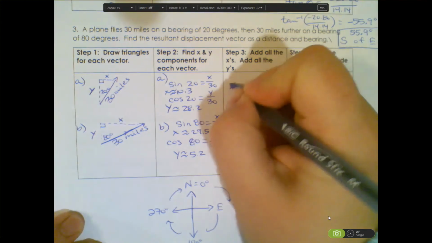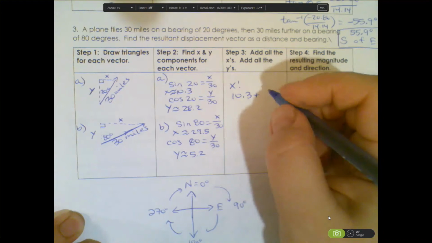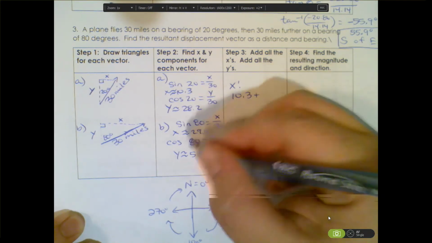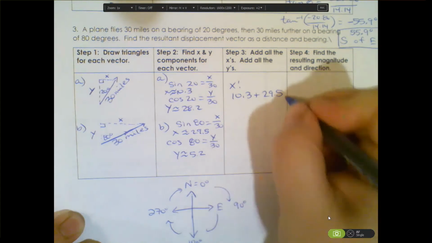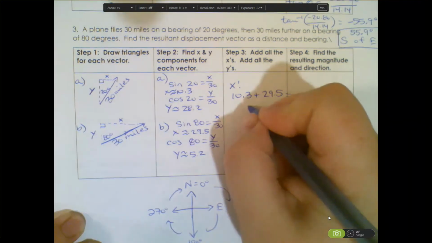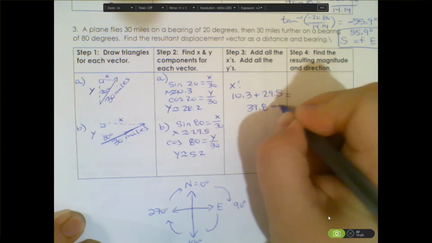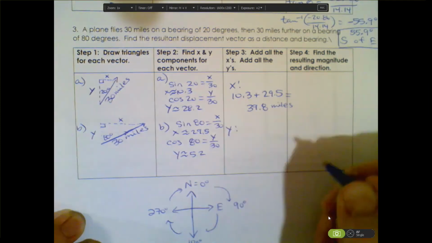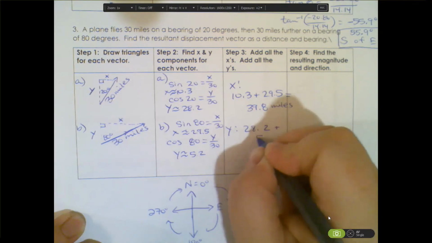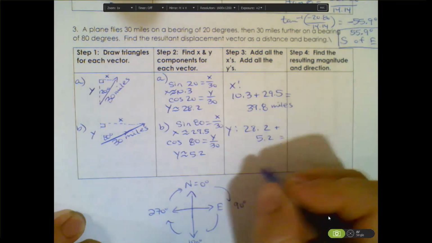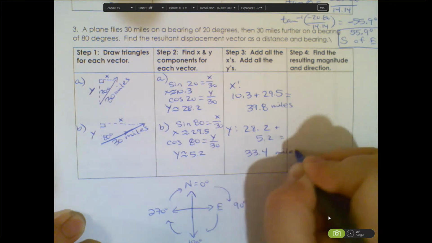Now let's add them all up. X is going to be 10.3 plus 29.5, which gives me 39.8, and this is miles. So my y's, I have 28.2 plus 5.2, which gives me a total of 33.4 miles.